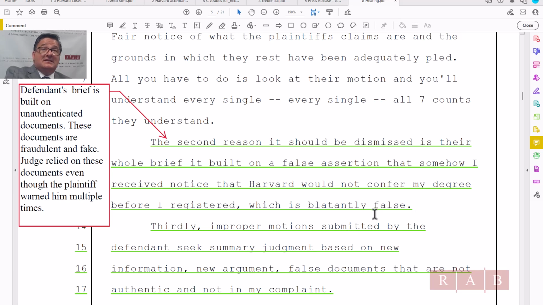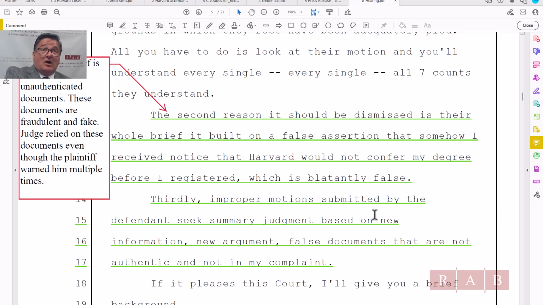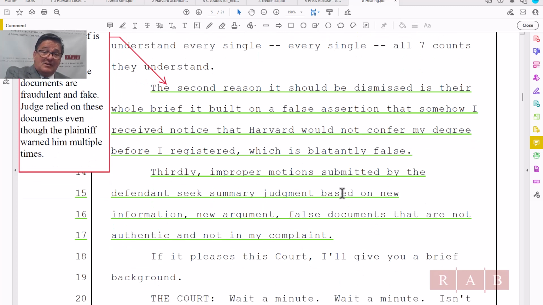Now they submitted documents that they said I received prior to being registered. Now, in the first part of this, I tell you, I was already registered, okay? I was registered in November of 2016. Thirdly, they seek improper motions. The motions submitted by defendants seek summary judgment. Okay, they want a summary judgment.